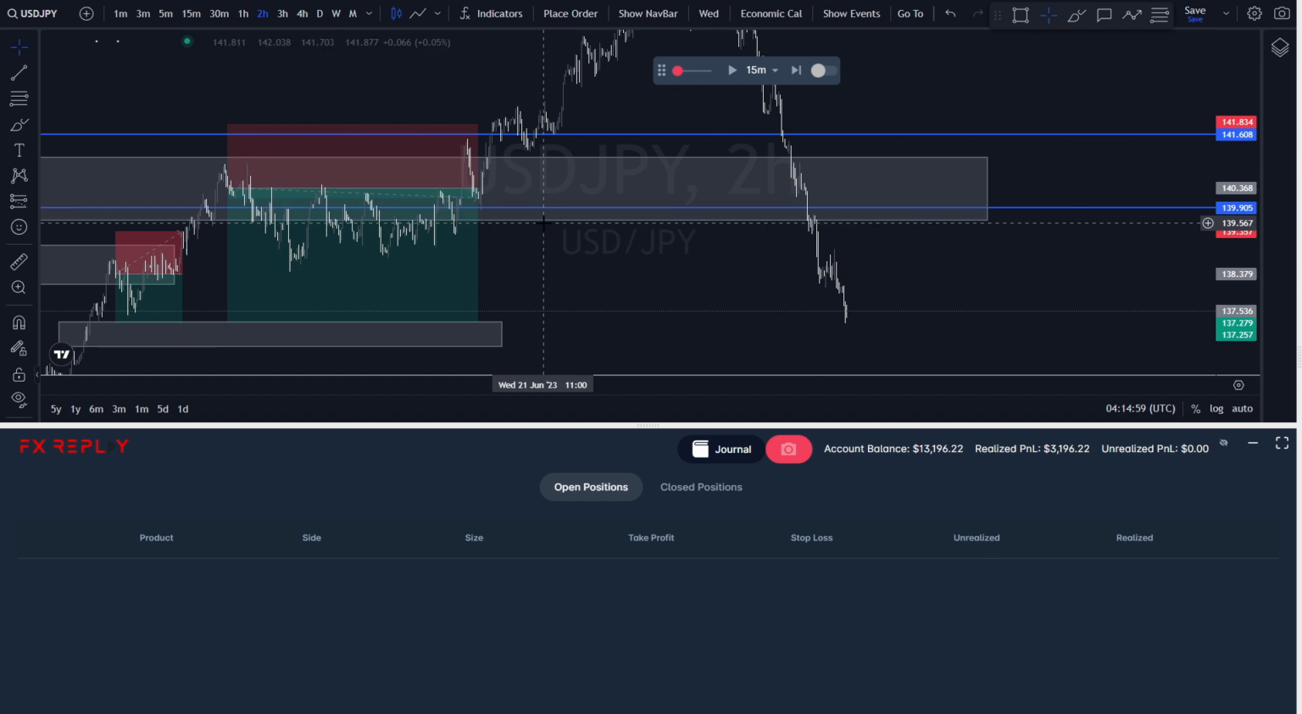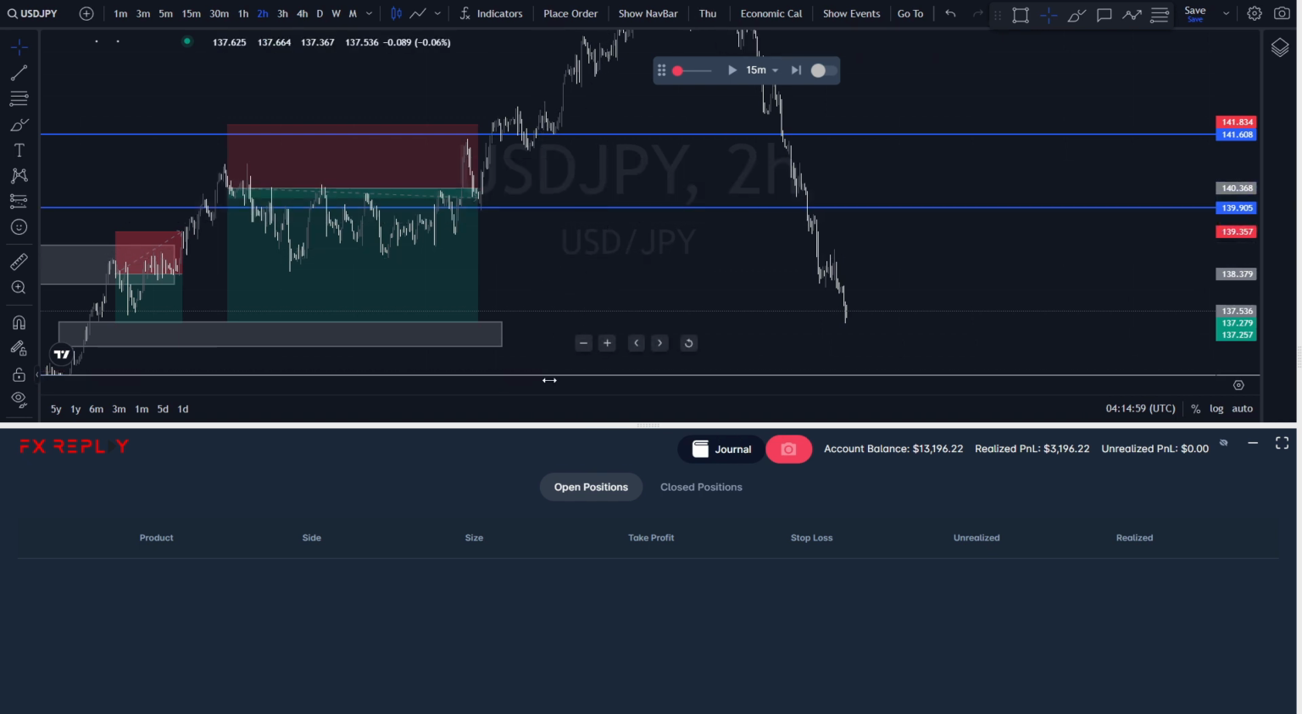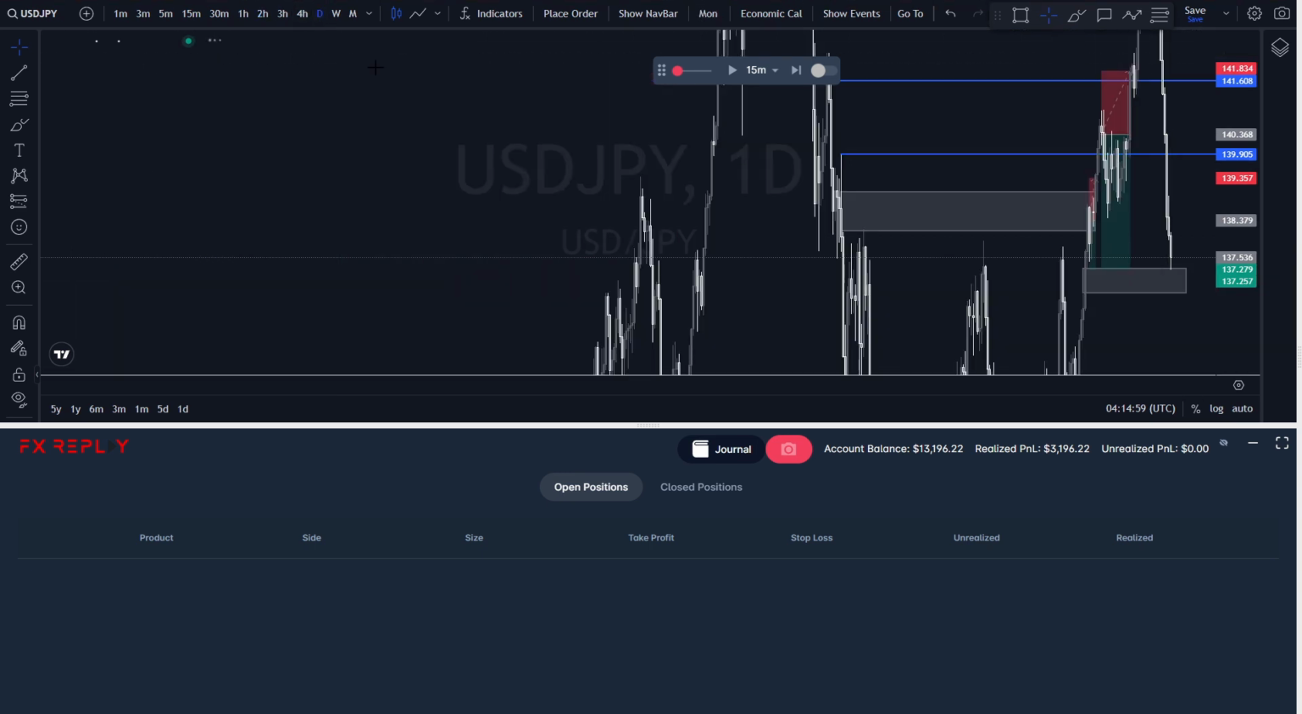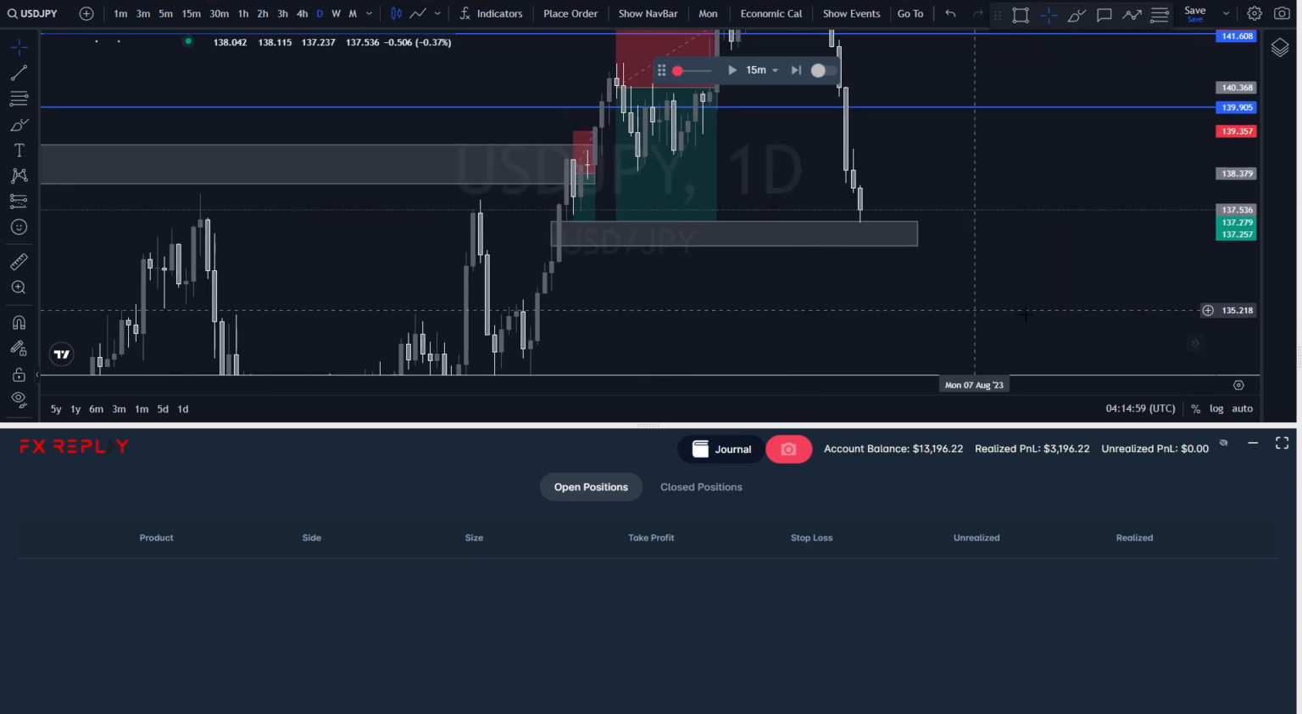So yeah, it went into the. It looks like it's going to. Oh no, it already touched the. Was it an order block or was it? It was a fair value gap.